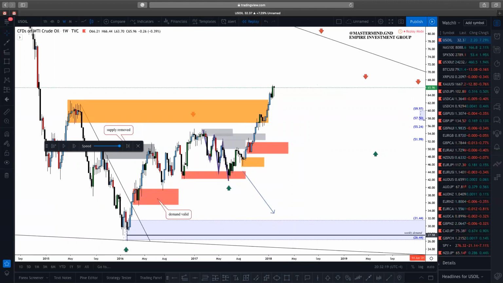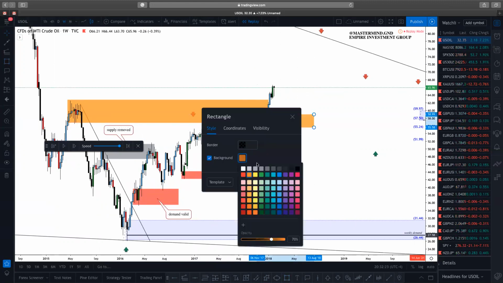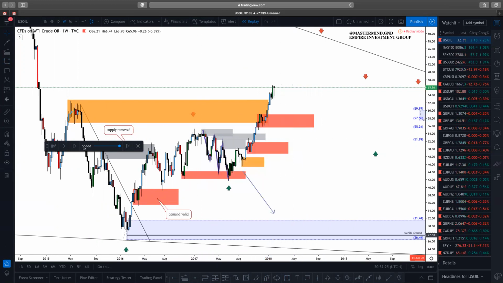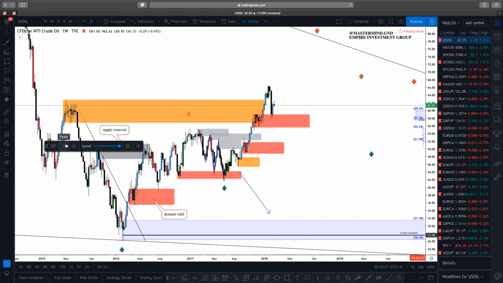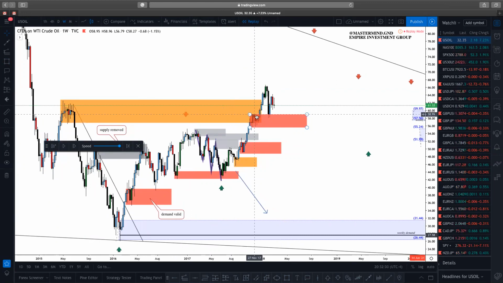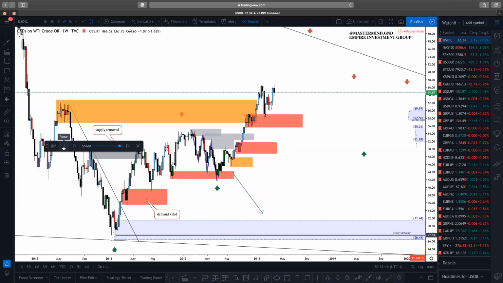Okay, so now we have rally base rally. Okay, so you see the market actually reacts to those zones, right? It might react for 100, 200 pips. You grab what you can, you leave the rest to run, right? By the end of the day, you're seeing the market reacting to these zones. So let's continue.